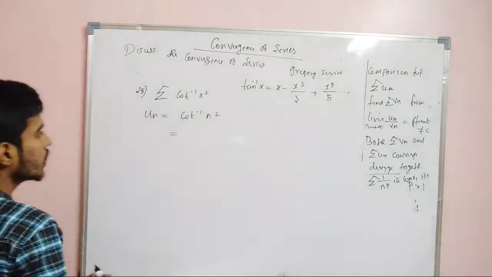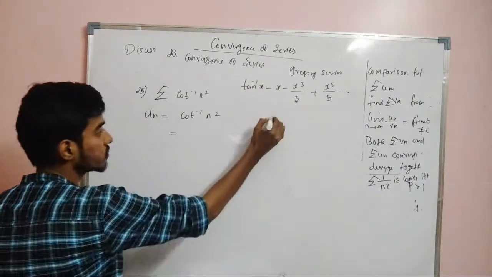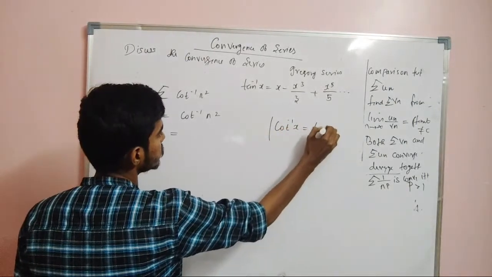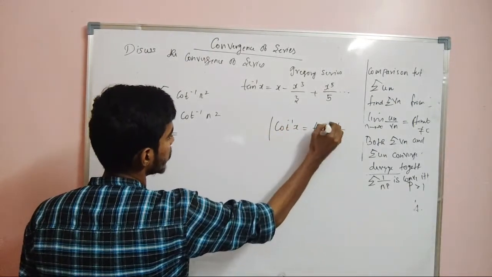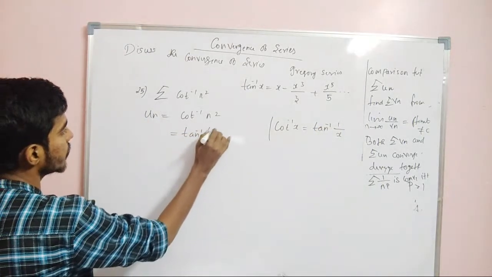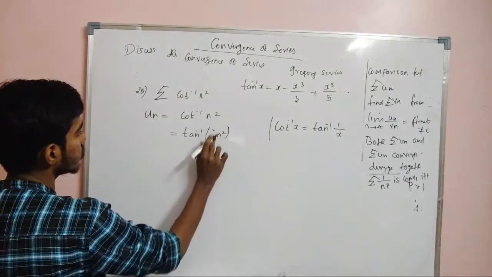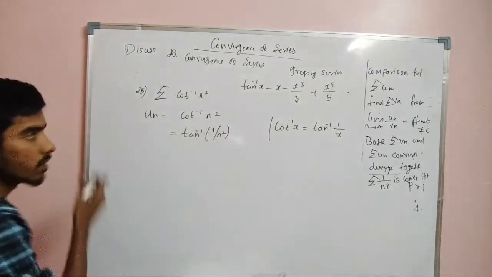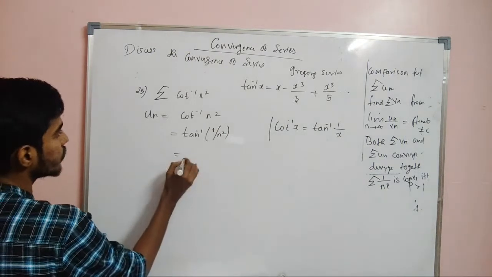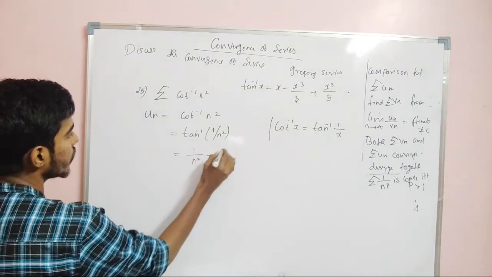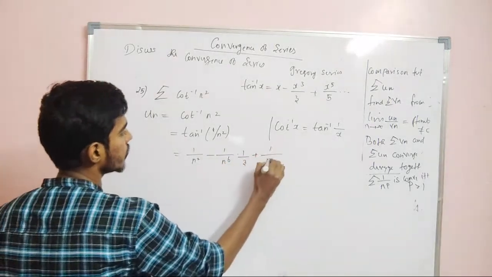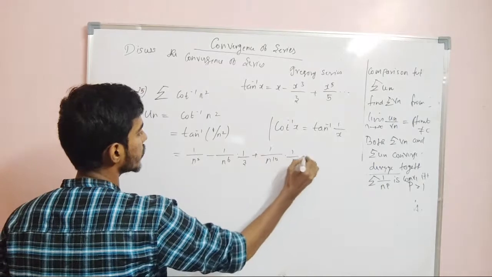Cot inverse x is the same as tan inverse 1 by x, so just make use of this result. I can write this as tan inverse 1 by n square. Now again you make use of the tan inverse x formula. So if you expand this, you will have 1 by n square minus 1 by n power 6 into 1 by 3 plus 1 by n power 10 into 1 by 5 and so on.